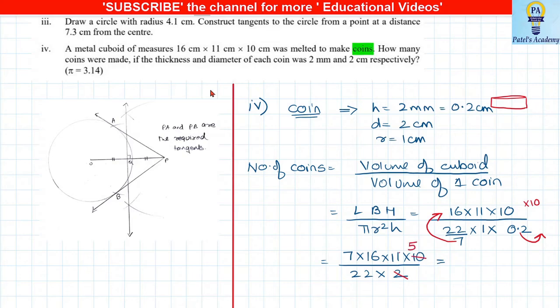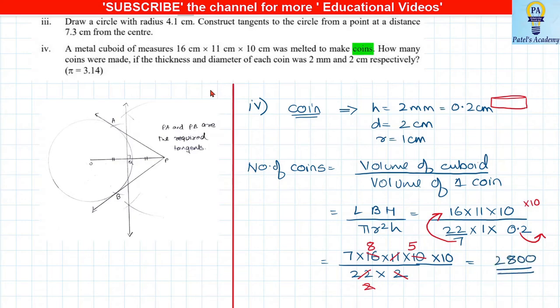1 5, this is 1 2, this is 1 8. Okay, so we have the final answer as, and one more thing students, we have one more 10 over here. Yes, that 10 we need to take. So now we have 7 into 8 into 5 into 10. So the final answer is 2800.